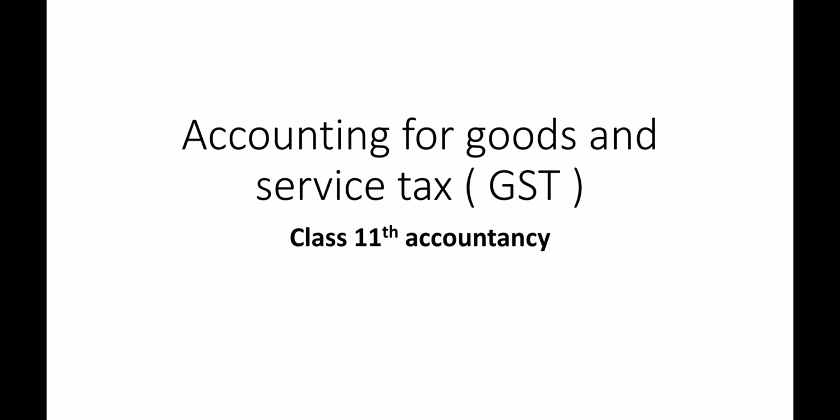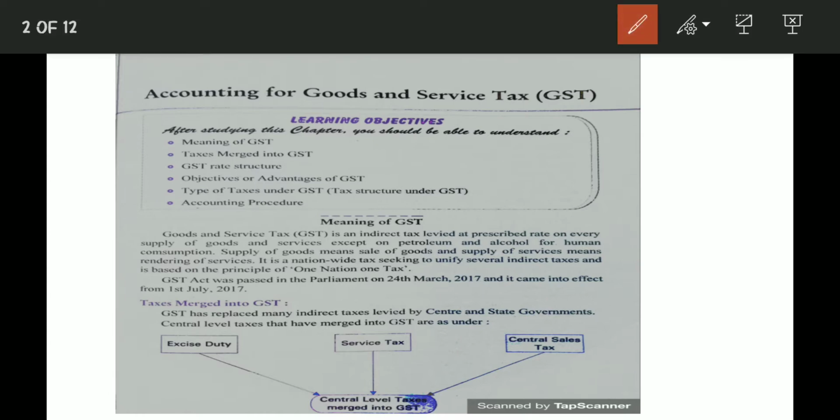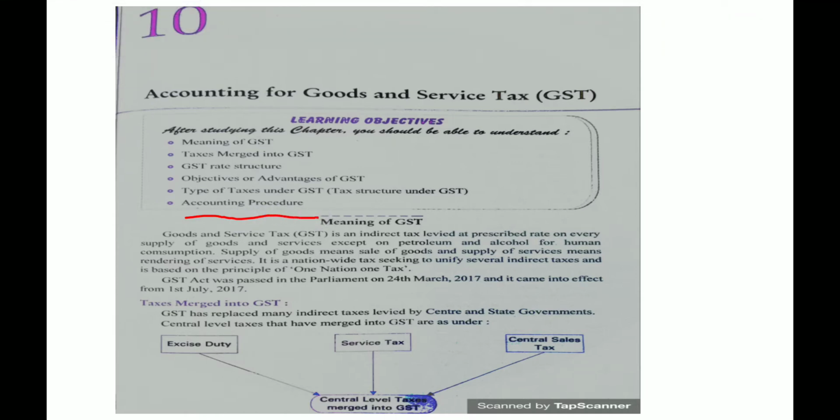So now we will discuss in this chapter the meaning of GST, taxes merged into GST, GST rate structure, objectives of GST, types of taxes under GST, and accounting procedure. In this whole chapter, the accounting procedure is very important, and the rest is not that important, but you have to focus on the accounting procedure of GST.